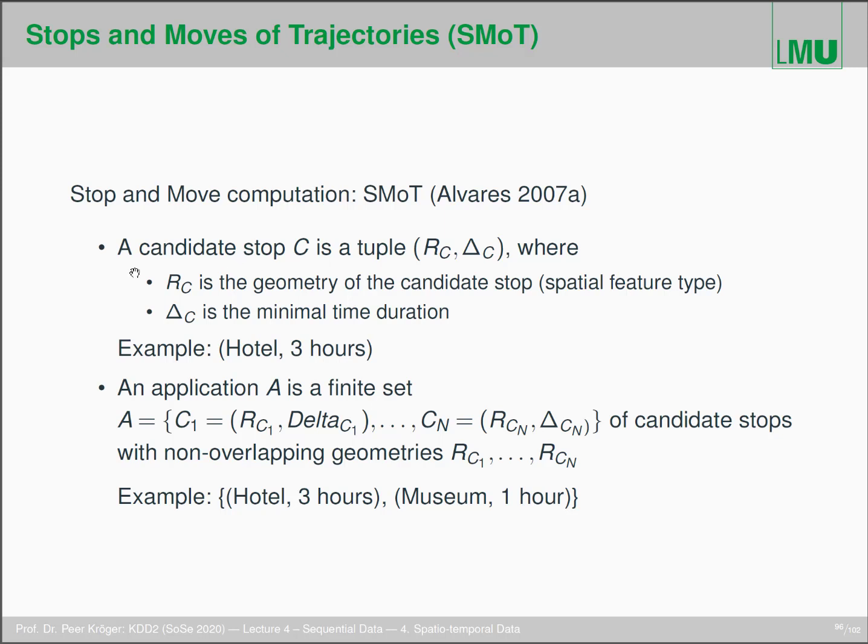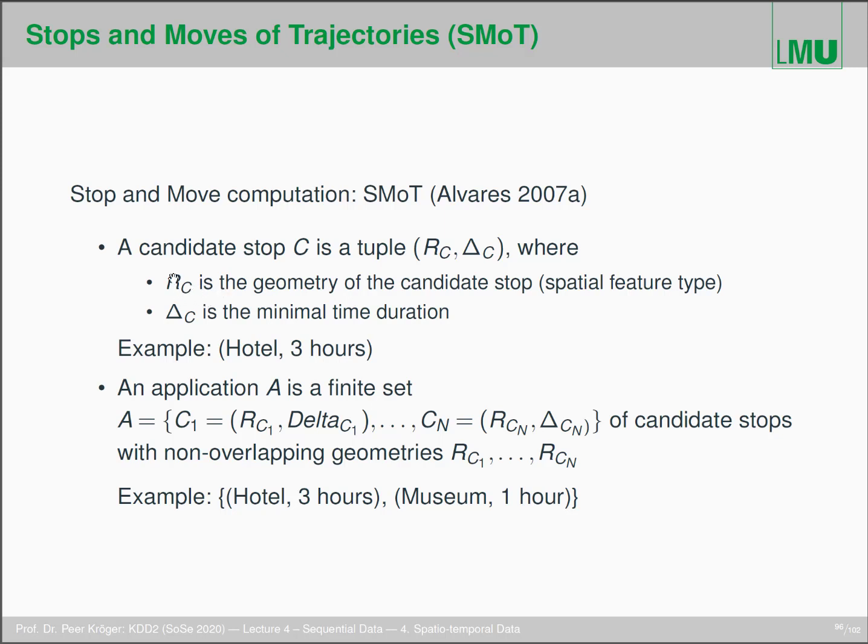The authors here define a candidate stop as a tuple of the geometry of the candidate stop, so that is the spatial feature type, and the minimal time duration. So R is typically a region, like a coordinate with a radius, but need not be, it can also be a rectangle or something like that. Delta here is the minimal time duration. A trajectory has to stay within this region in order to define a stop.